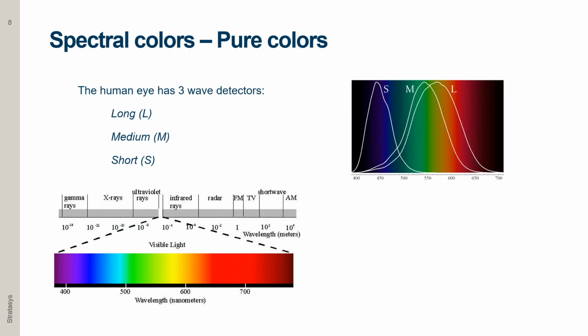So let's have a look on the human eye. The human eye has 3 wavelength detectors, a long, a medium, and a short one. And this is why everyone sees color differently, because these wavelength detectors are different on each and every person. Some have a bigger long range, the other one a bigger medium range, and the other one short. So that is why everybody recognizes color in a different way.